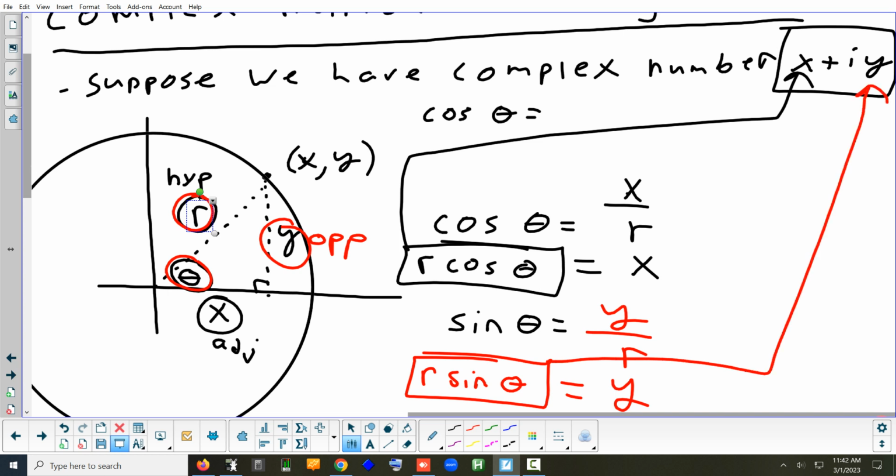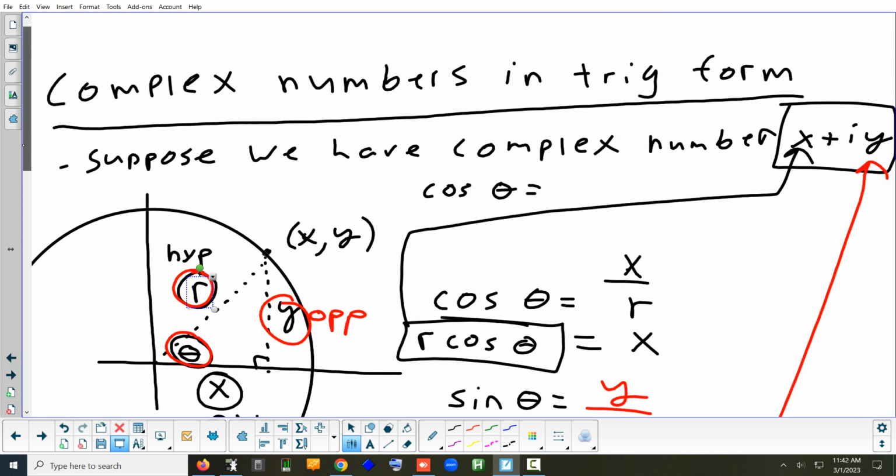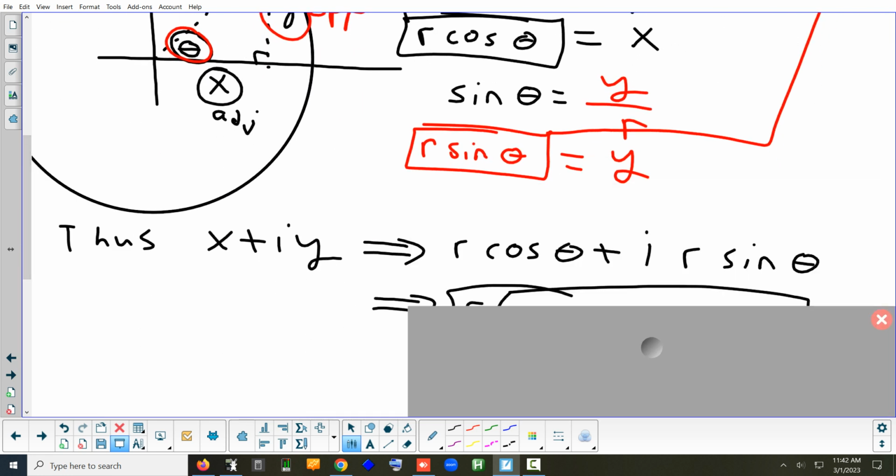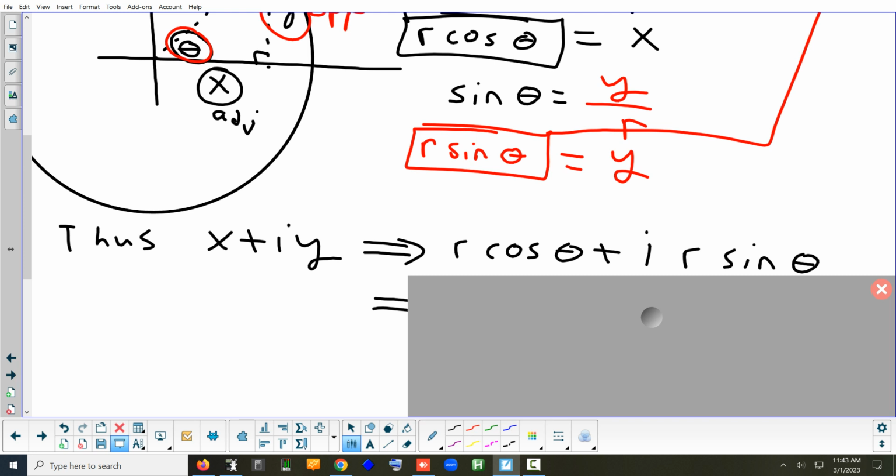And when you make those two substitutions for X and Y, you have the trig form of a complex number. It's just rewriting the X and the Y in terms of other information in the triangle with trig. So instead of X plus iY, put that for X, put that for Y, and that's how you get what I wrote right there. R cosine theta plus iR sine theta.